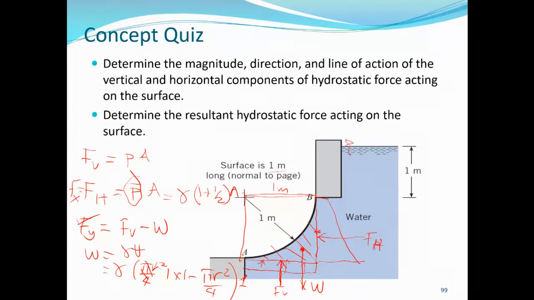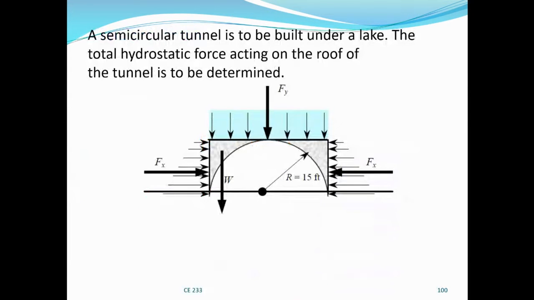Then Fx is equal to FH because we don't have any other horizontal component of the force. So we can easily find the resultant R, the square root of Fy squared plus Fx squared. And then we can find the direction, theta, as tan inverse of Fy over Fx. So I hope it is clear. This is another simple case, somewhat similar to that, but not exactly the same.